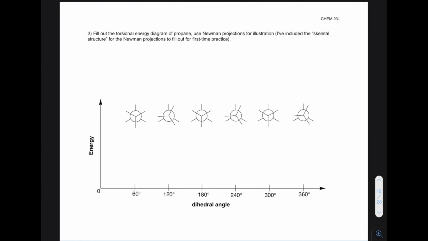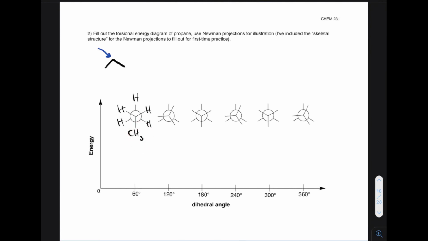So if we're going to be doing propane, just to get us started here, let's say we're looking at this carbon, okay? So we're looking down at the bond between this carbon and this carbon, okay? So if we're going to do the first one at 60 degrees, it would look like this, okay? So just like ethane, but of course there is now an extra methyl group, an extra CH3, attached to it, okay?